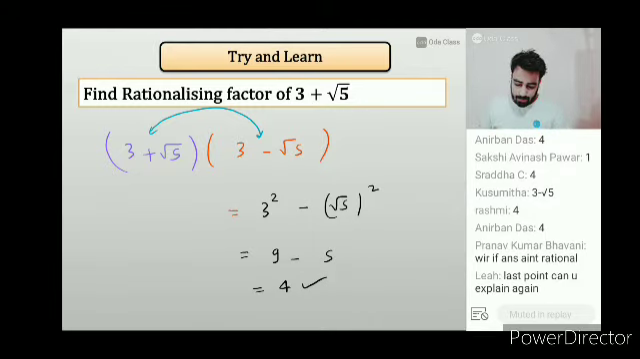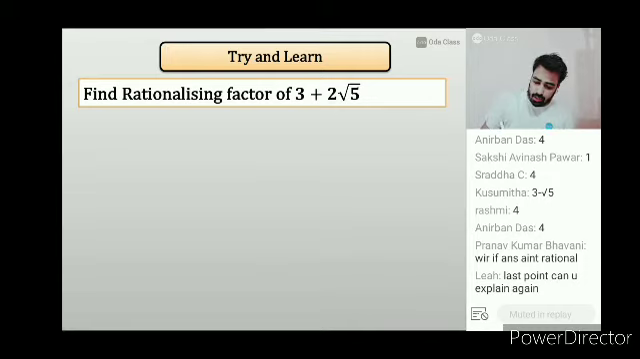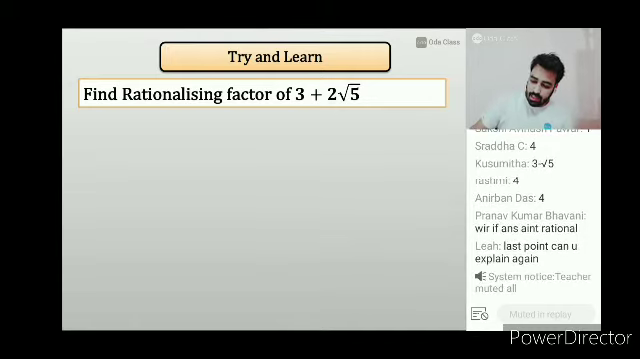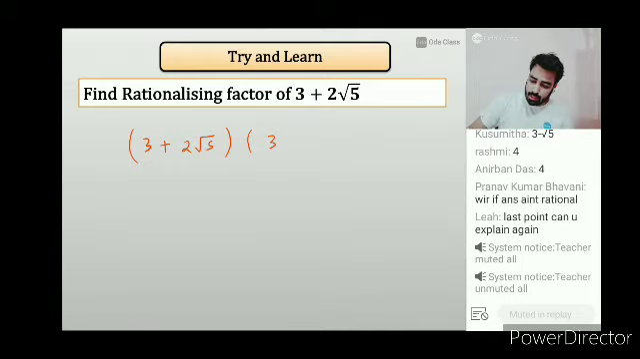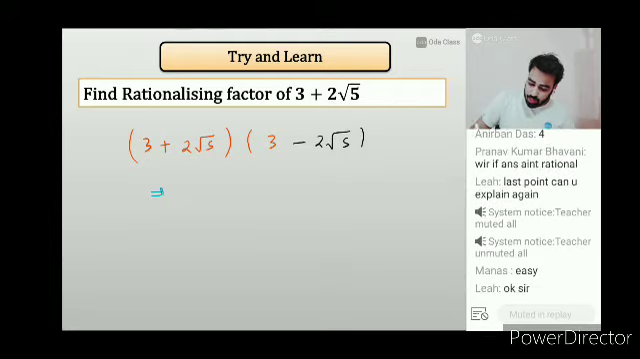Okay, the last point was this: find the rationalizing factor. In this also, you need to apply the same logic. If I have 3 plus 2 root 5, again change the sign. What will be the rationalizing factor? Just plus becomes minus: 3 minus 2 root 5. Okay, let's check what the final result is.